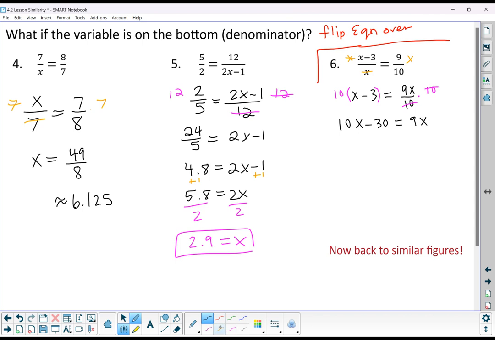Now there's several ways you could get your final answer here. I'm going to go ahead and subtract the 10x. So I have negative 30 is equal to negative 1x or negative x, because 9 minus 10 is negative 1. And now you can think of it, if you want, like dividing by negative 1, or you can think of it like adding the x and adding the 30, but we end up with x is equal to 30.